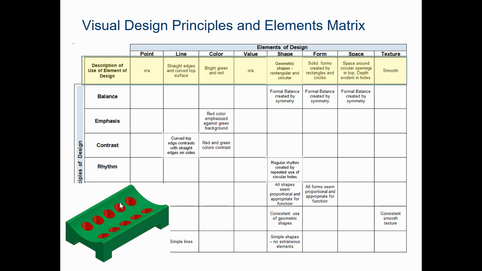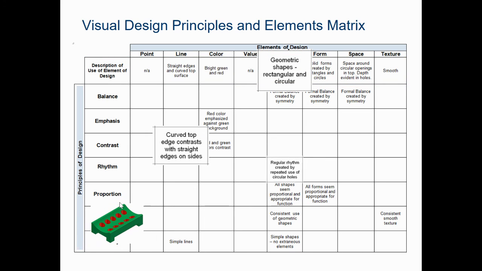After you've gone through and identified the elements, then I want you to look at how those elements are used. So, for example, if you're looking at the lines here, well, in this case, there's contrast in the lines. There's the curved top and the straight edges on the sides. In the shapes, there's a regular repeated rhythm of the circular holes. That's something I want you to keep in mind.